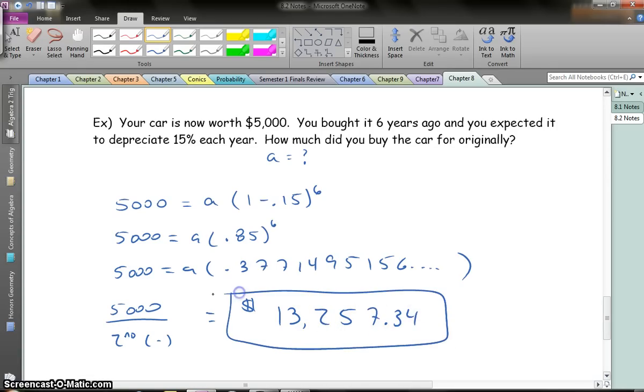13,257.34. Now, with these problems, you should always take a look at, does my answer make sense? Well, I bought it, it's now worth 5,000, and I bought it for this. Over 6 years, does it make sense to go down a little over $8,000? Yeah. Based on what we saw already, this number better be higher. If your car's worth 5,000 and you paid less for it 6 years ago, you got quite a deal. So that number should be larger, and that makes sense in context of the problem.